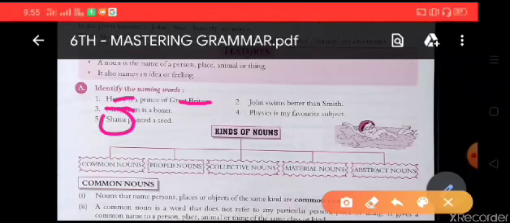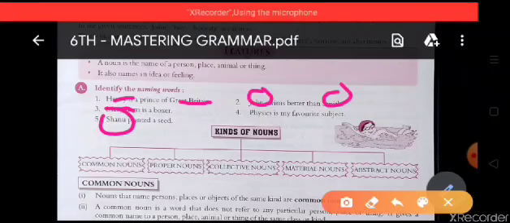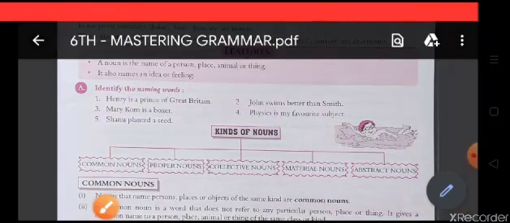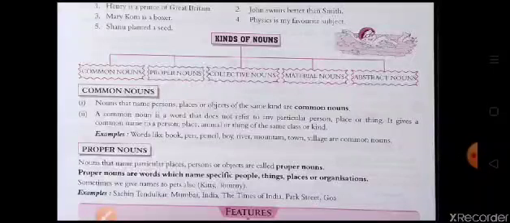John swims better than Smith. So now in this sentence, John and Smith are both naming words. Physics is my favorite subject. Now here physics is a naming noun. Now let's see the kinds of noun. First is common noun, second is proper noun, third is collective noun. Fourth is material noun, and fifth is abstract noun.